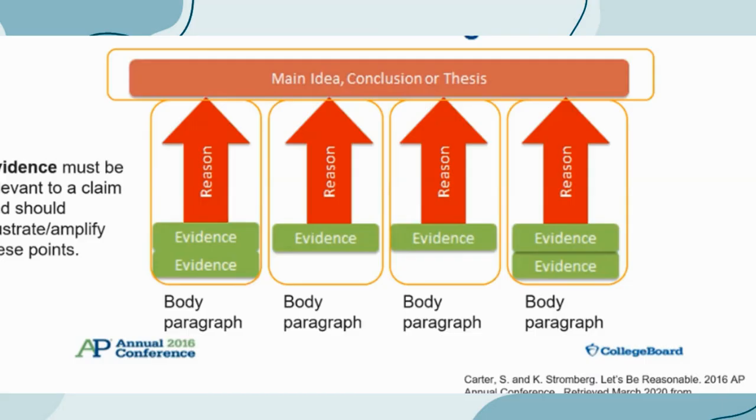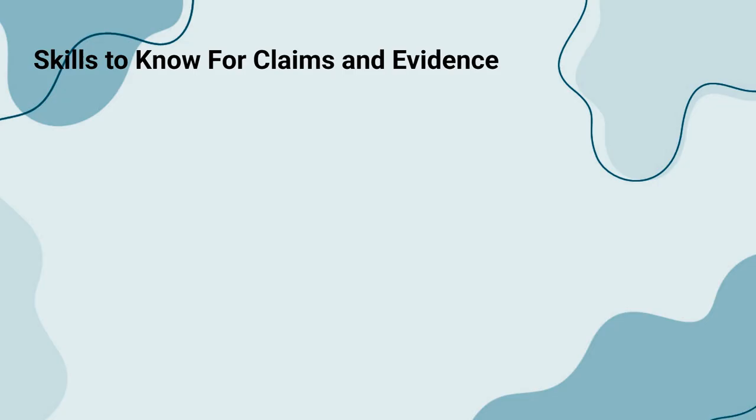So it's not just 2 pieces of evidence, that's all you need. You should have 2 pieces of evidence with a few other pieces of evidence to back it up. And even if that might sound daunting, when you're actually writing an essay, it's not actually that much work because you do it naturally. So what are some skills to know for claims and evidence?